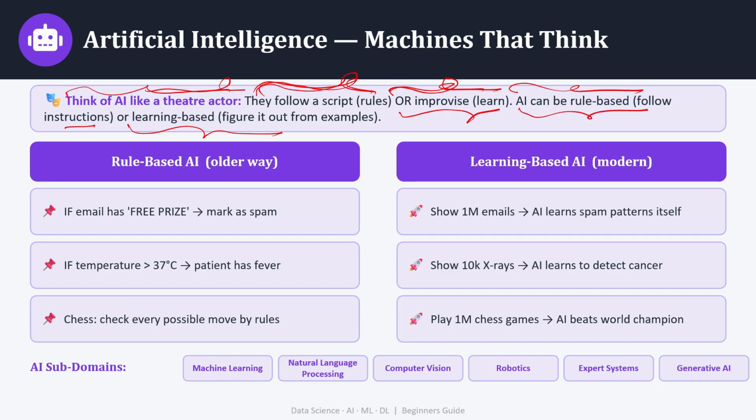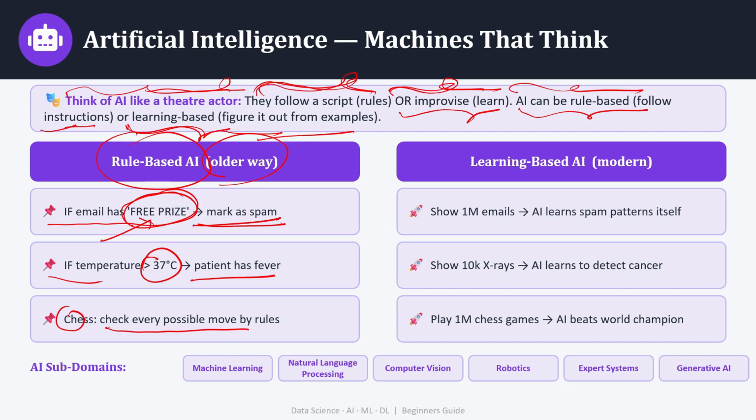Similarly, your AI can be rule based. That means we have given certain instructions which the AI is following. Or it can be learning based, so whatever executions have been done by the AI in the past, it can learn from them on its own to take decisions on its own. So we have artificial intelligence which is rule based, the older way, like if an email has a free prize, mark it as spam. So I am giving the information: if you find any text like the free prize in an email, mark it as spam. If anywhere you see a temperature of 37 degrees, the patient has a fever. Check every possible move by rule. So what I am giving here is a rule base; I am giving some information, and based on that it takes the decision.